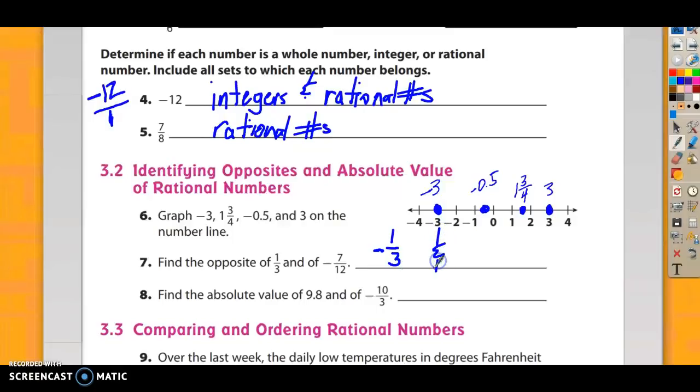And the rational number that's going to be the same distance from 0 but on the opposite side of the number line of negative 7/12 is going to be positive 7/12.